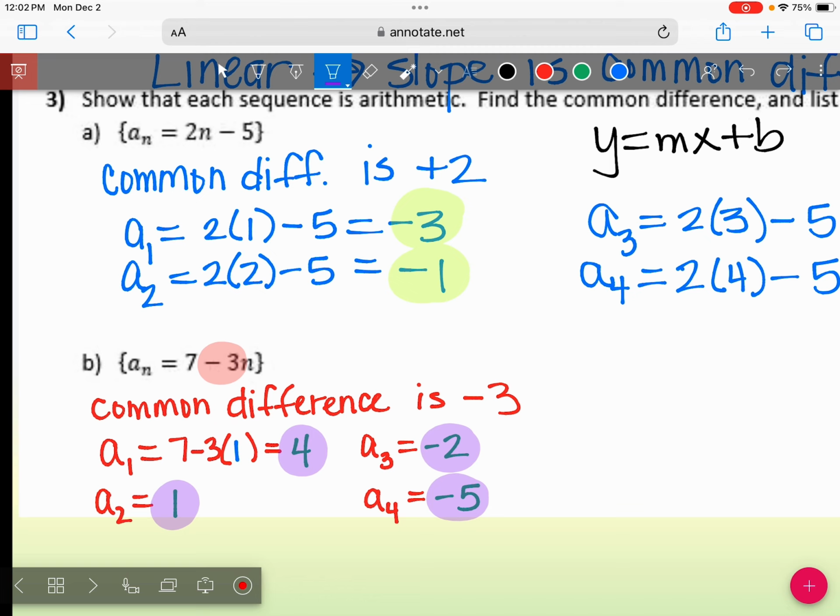All right, who agrees with my first four terms? Let me go ahead and list them in order. So 4, 1, -2, -5. Who had that for the first four terms? Any questions about how we're working through these so far? All right, let's keep the train going.